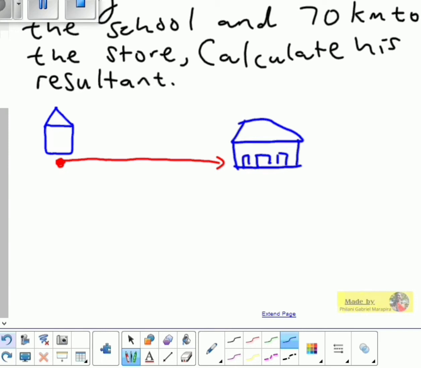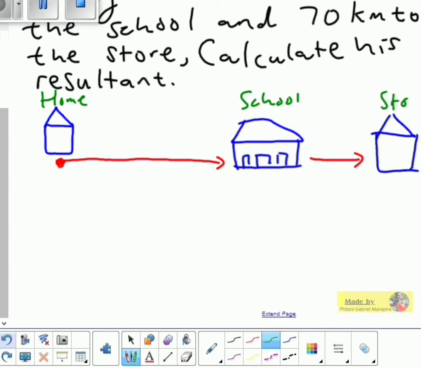So he moves to the school, and then goes to where? To the store. This is the store. So here, let's just try to name what we have. We've got home, school, store. So these are the locations this boy is going through.